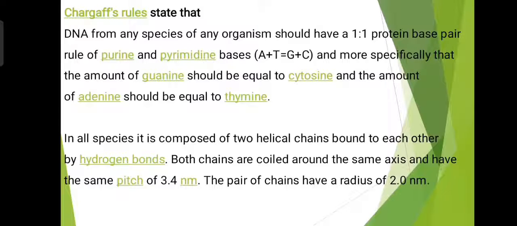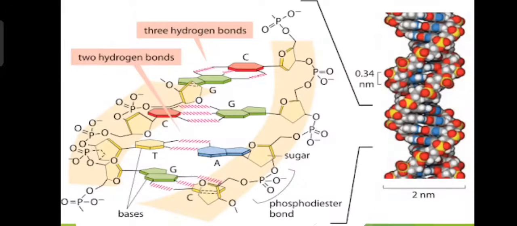Adenine and thymine are doubly bonded, having double bonds, and guanine and cytosine have triple bonds, or we can say they are triply bonded. In all species, it is composed of two helical chains bound to each other by hydrogen bonds. Both chains are coiled around the same axis and have the same pitch of 3.4 nanometers. We can see that in the diagram. The pair of chains have a radius of 2 nanometers. Here, two hydrogen bonds between adenine and thymine and three bonds of hydrogen between guanine and cytosine.